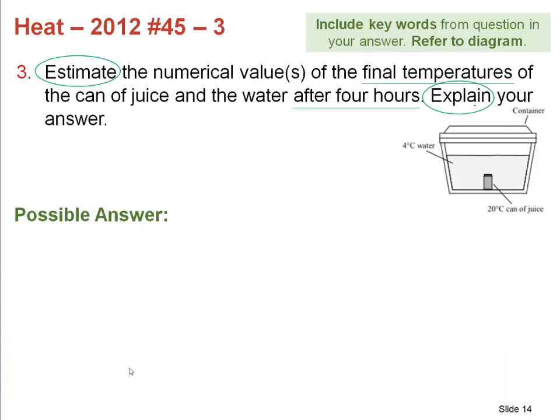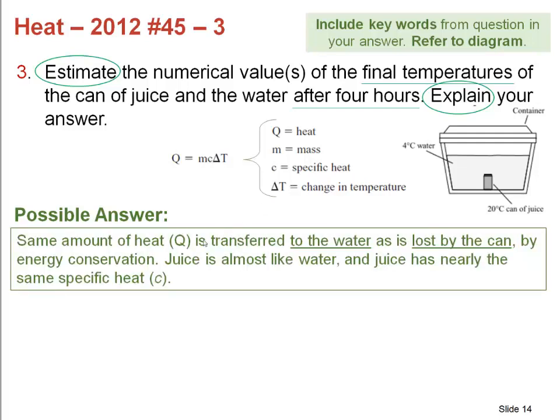Estimate the numerical values of the final temperatures of the can of juice and the water after 4 hours. An estimate is not an exact calculation. You make an educated guess and you justify it. We need to think about the equation for heat transferred, heat absorbed, or heat released, which is mass times specific heat times the change in temperature. So the same amount of heat is transferred to the water as is lost by the can.